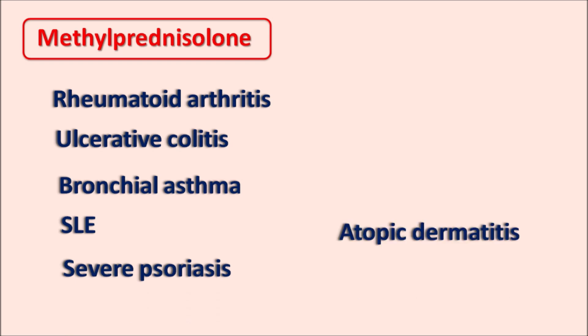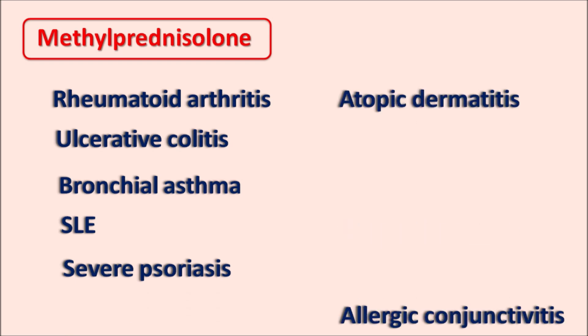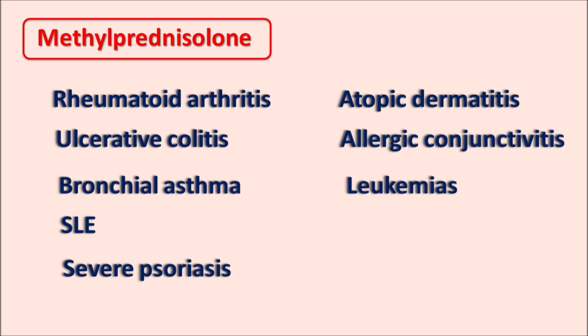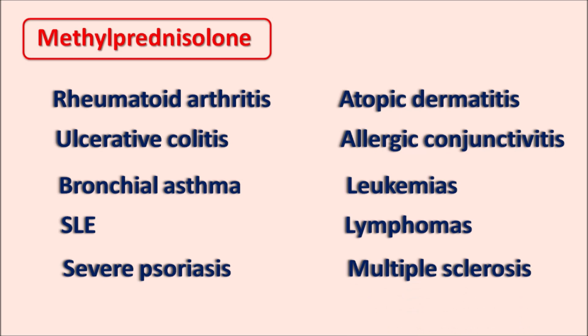In the treatment of atopic dermatitis, allergic conjunctivitis, leukemias, lymphomas, and multiple sclerosis, in various conditions, methylprednisolone can be used. Most of these disorders are associated with the inflammatory response, as well as a few of the disorders are associated with autoimmunity. In such conditions, methylprednisolone is useful as an anti-inflammatory agent as well as an immunomodulator.